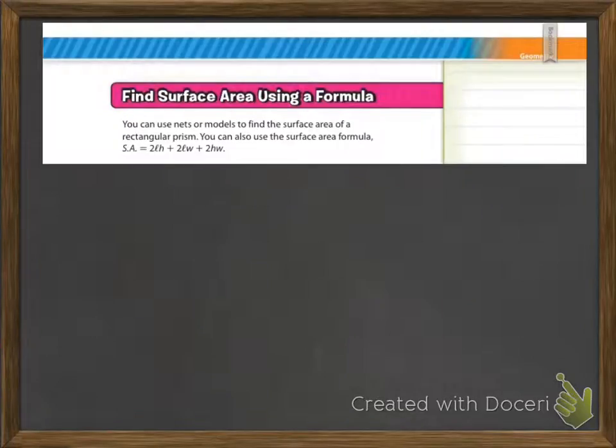All right, so let's look at the next page. It asks us to find the surface area using a formula, which we kind of already did. All right, so this will be a breeze. So once again, here is our formula written right here. So we're going to go ahead and really use this part for our next example.